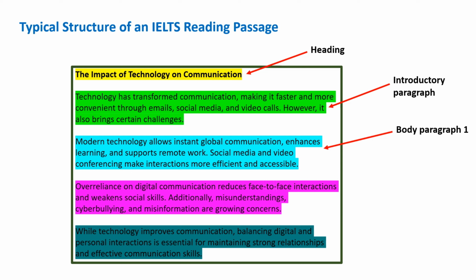Number 3, the body paragraphs, which are also known as the main content. Each paragraph discusses one key idea or argument. The first sentence of each paragraph often contains the main idea. This is useful for skimming and scanning. For example, in a passage about climate change, one paragraph might focus on rising temperatures while the other discusses sea level rise.